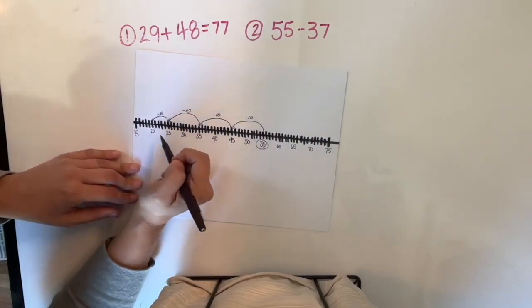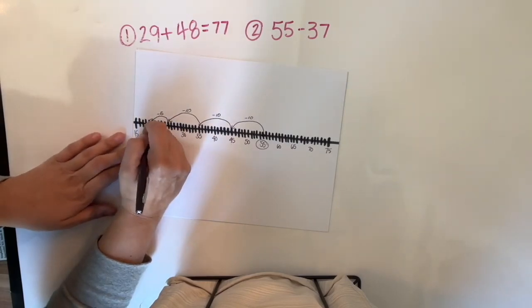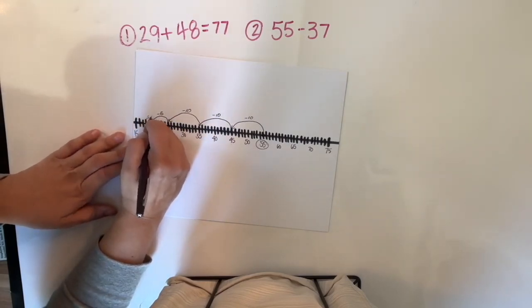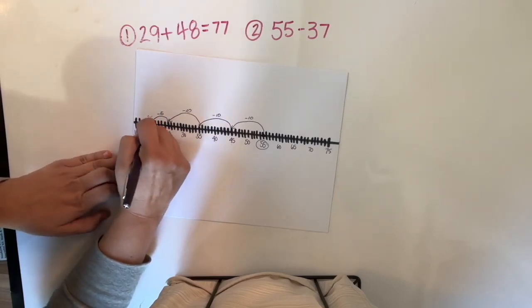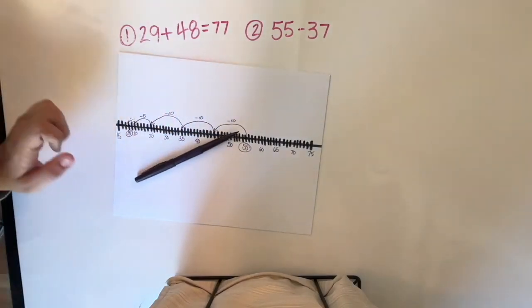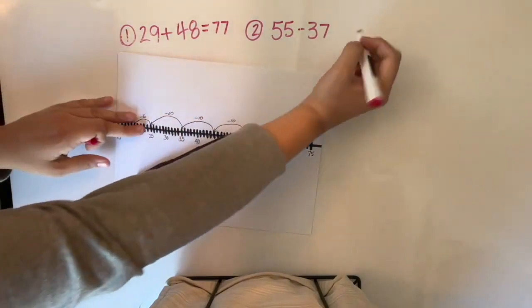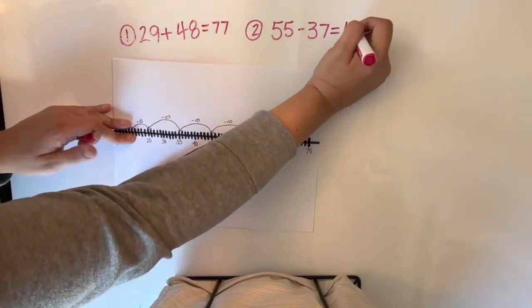I can count back by 5. And now I have 2 more, 6, 7. And where does this land me? So I have a -1 and a -1: 20, 19, 18. That's where I've landed, is 18. So 55 take away 37 is 18.